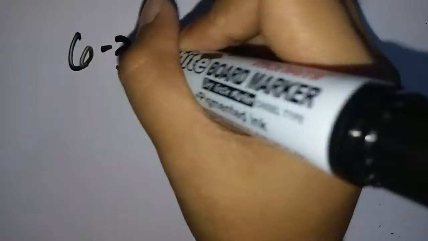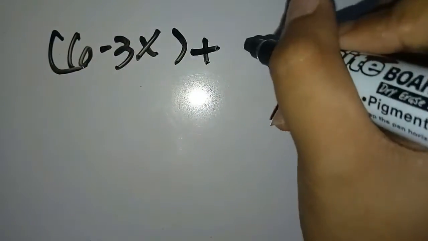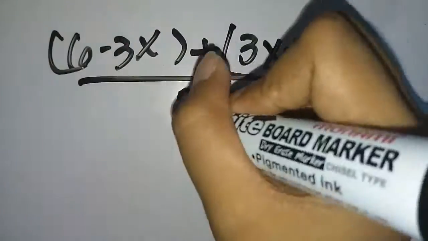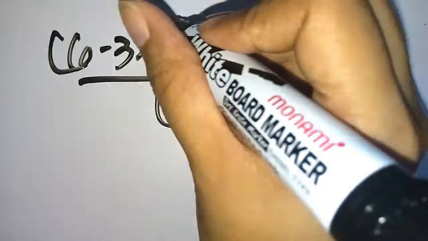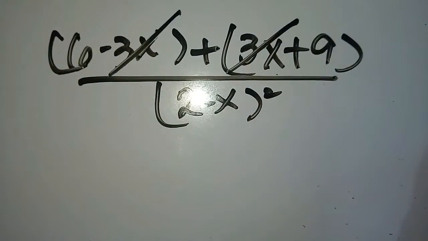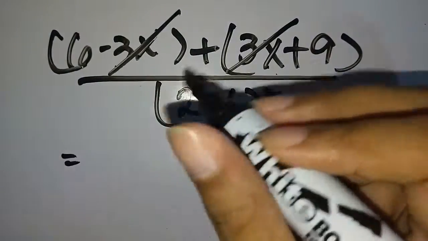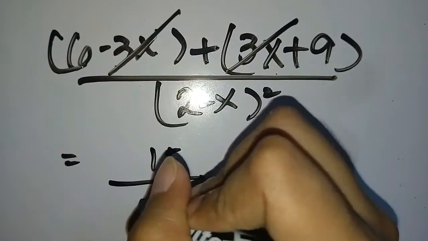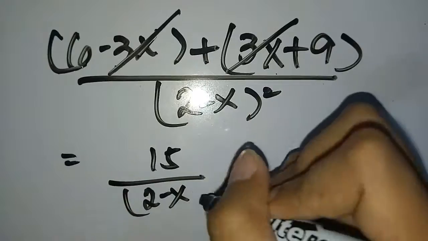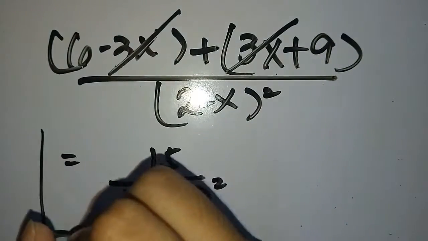Now, solving the function. 6 minus 3x plus 3x plus 9 over the quantity, cancel 3x, leaving 6 plus 9 equal to 15. Then write the denominator, the quantity 2 minus x squared.